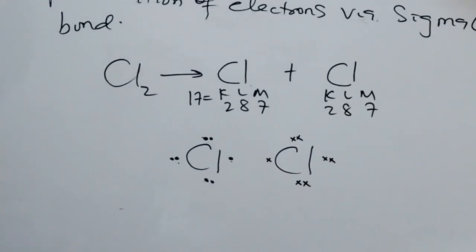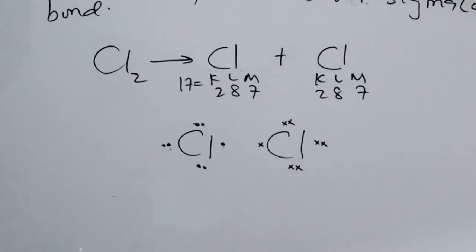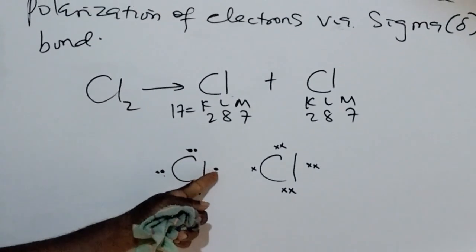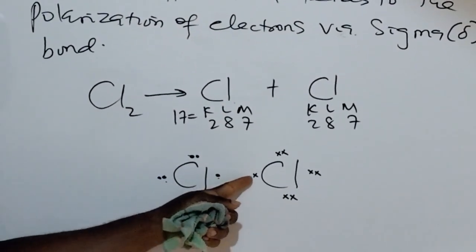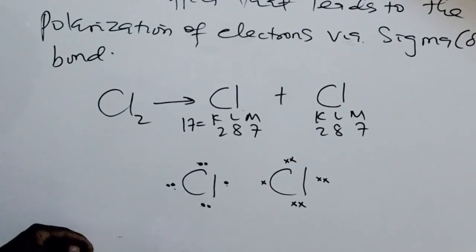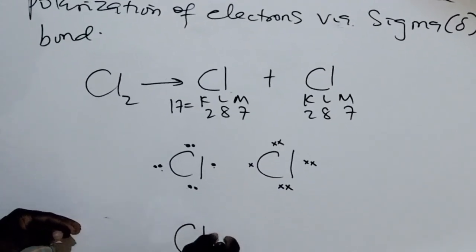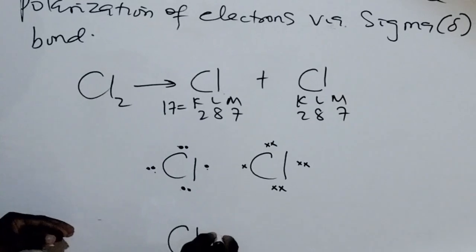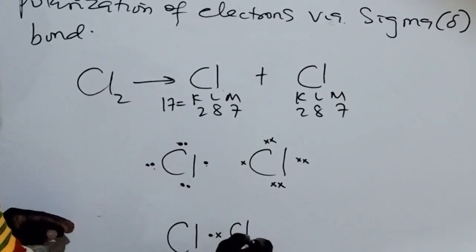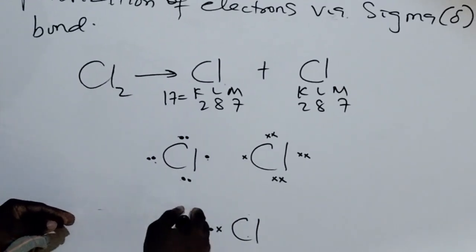You see that chlorine, being a non-metal, will require an electron to complete its outermost shell. This one requires 1 electron to make it up to 8, and this one also requires 1 electron to make it up to 8. So in bonding, the 2 chlorine atoms contribute 1 electron each, one from this chlorine and one from the other chlorine, to form a single bond, which is also known as a sigma bond. So you can see this.